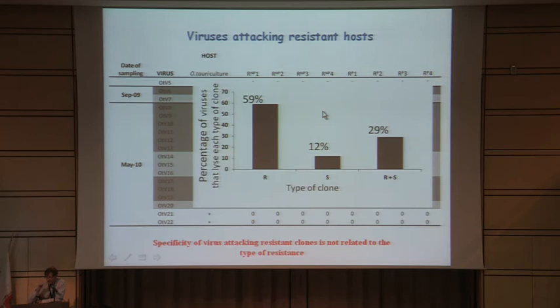And if you quantify that, what we got is about 60% of the viruses are able to lyse only the resistant cells, 12% of the viruses are able to lyse only the sensitive or wild-type cells, and about 30% of the viruses are able to lyse both the resistant and the sensitive or wild-type cells.